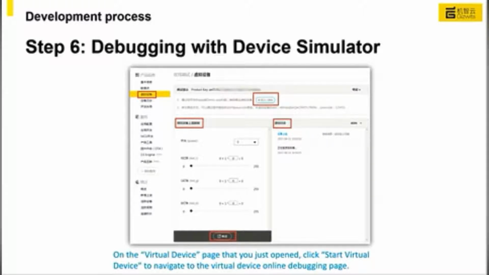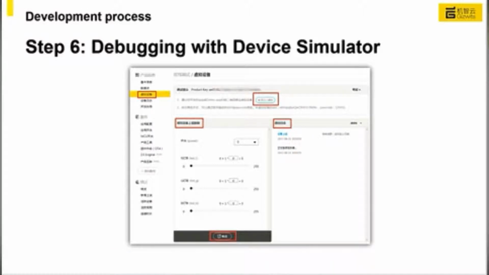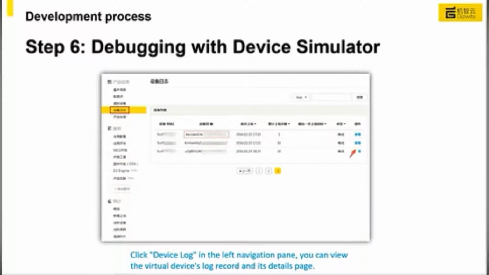On the virtual device page that you just opened, click Start Virtual Device to navigate to the Virtual Device Online Debugging page. You will see three functional areas: Debugging Tips, Simulating Device to report data, and Communication Log. Click Device Log in the left navigation pane. You can view the virtual device log record and its details page.